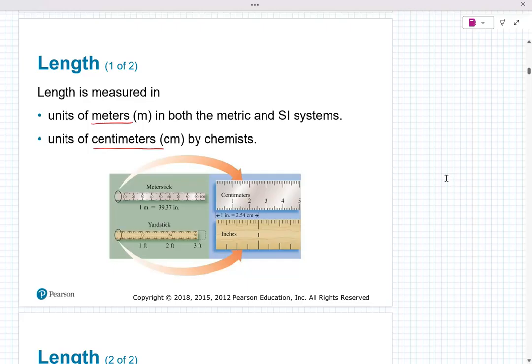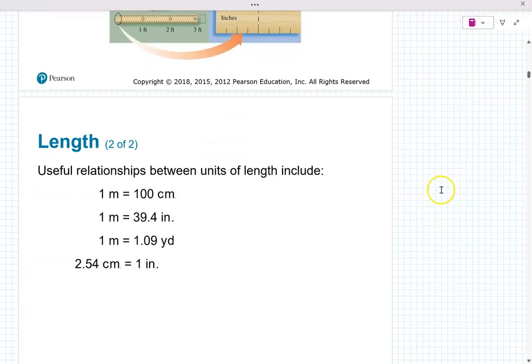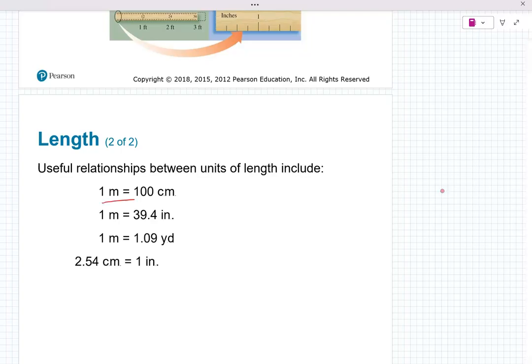Okay? Sounds good? So, useful relationships. 1 meter is equivalent to 100 centimeters. I'm going to add one more. 1 meter is equivalent to 1,000 millimeters. And 1 centimeter is equivalent to 10 millimeters.